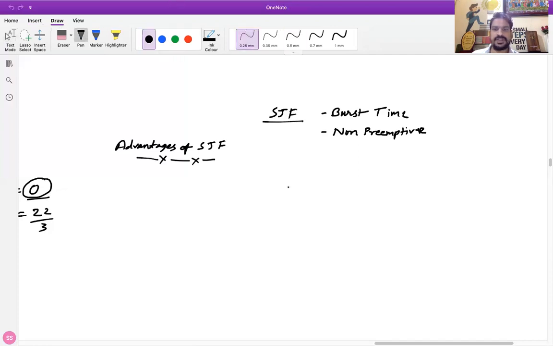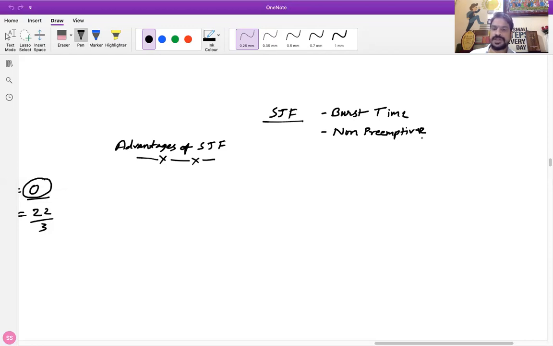Now, if we talk about shortest job first, the criteria of shortest job first is the burst time. The process which has the least burst time will get the chance to allocate the CPU for the execution, and we just hold the longer process for a later time, and it comes under the category of non-preemptive scheduling.